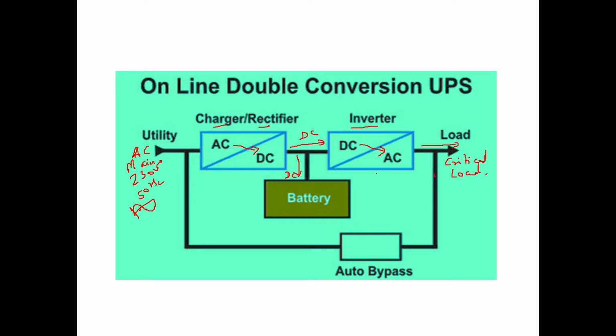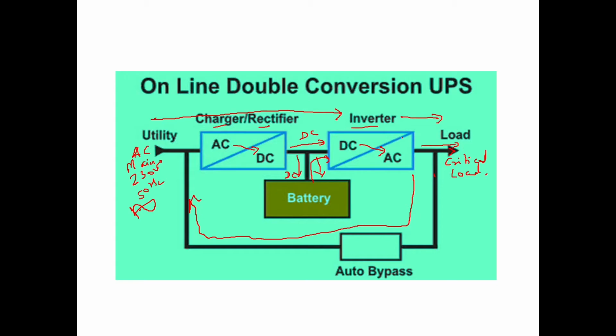Okay, that means the main supply is always connected to the inverter, and then to the load, and it is also charging the battery. Whenever the supply goes off, the battery will provide the DC, and that DC will be converted to AC by the inverter and given to the load. If any of the hardware of this circuit fails, then a direct connection is given through auto bypass to the main, and the load will be connected directly to the mains if the UPS hardware fails. Otherwise, it is online UPS.